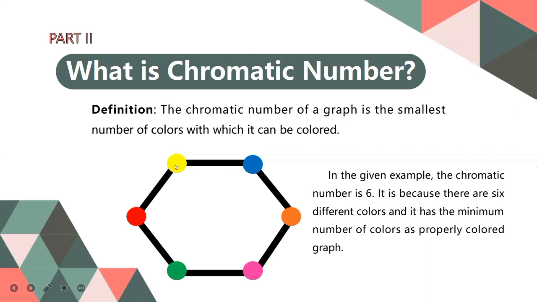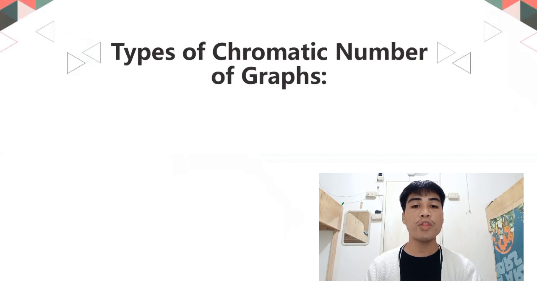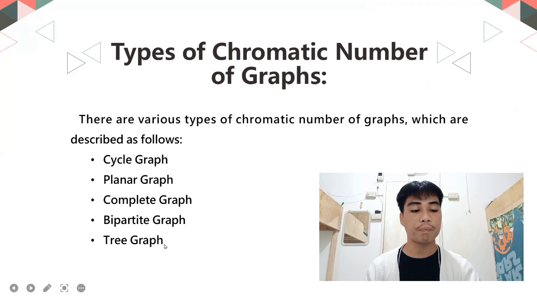Since this is different, and different, the chromatic number for this graph is 6. There are types of chromatic number of graphs. There are various types of chromatic number of graphs which are described as follows: the cycle graph, planar graph, complete graph, bipartite graph, and the tree graph.